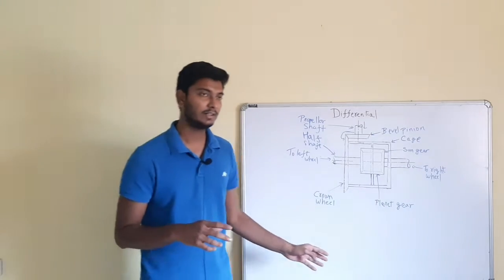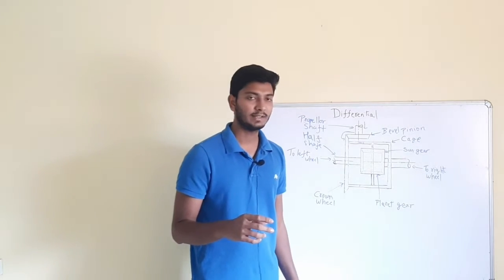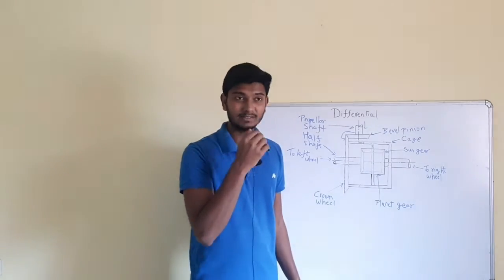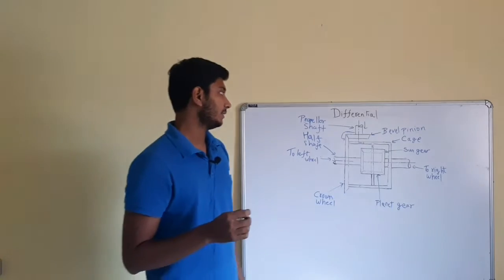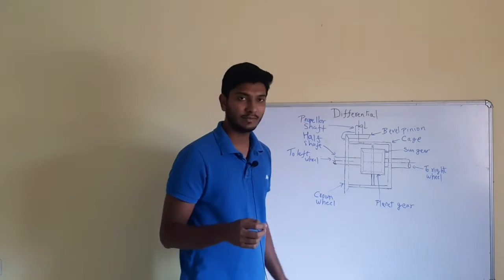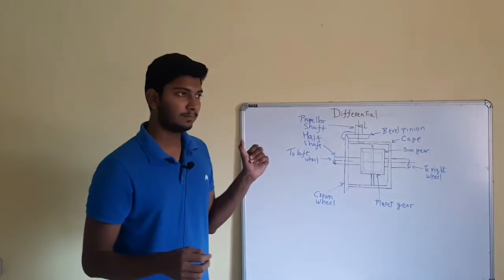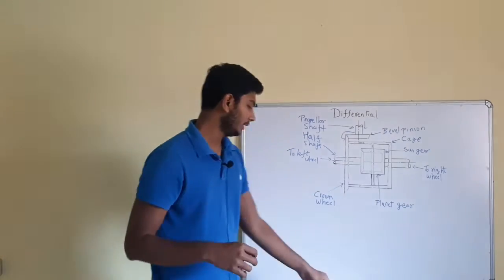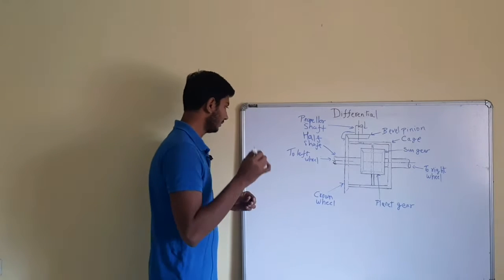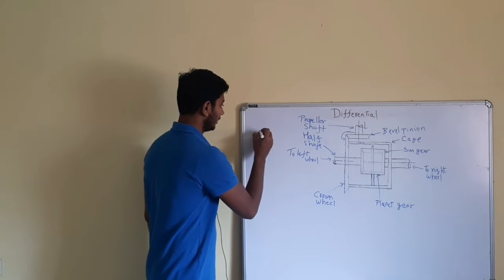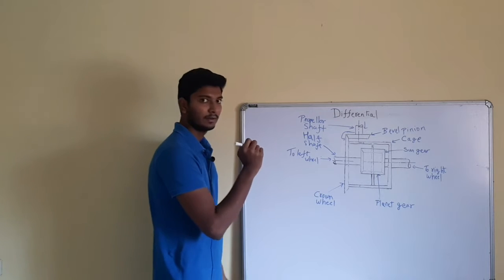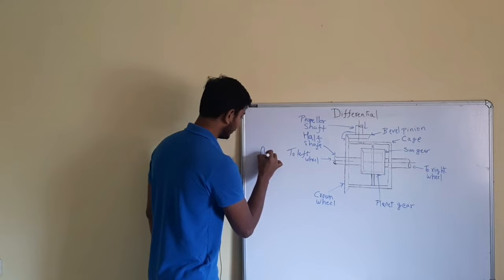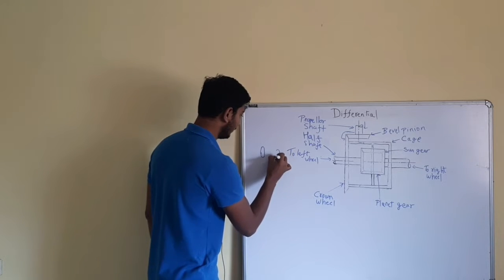Okay, so this is the one fundamental operation of the differential, and the second basic operation, or we can say task, of a differential is to prevent the slip of vehicles during turning. So if you have known that vehicles turn on the basis of an instantaneous center, let us just draw a rough diagram of a vehicle.